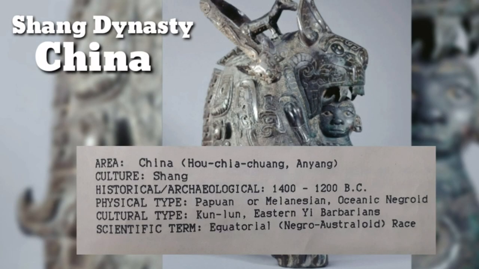Area, China, Huanbei, Anyang. Culture, Shang. Historical, archaeological, 1400 to 1200 BC. Physical type, Papuan or Melanesian, Oceanic Negroid. Cultural type, Kunlun, Eastern Yi barbarians. Scientific term, Equatorial Negro Australoid race.